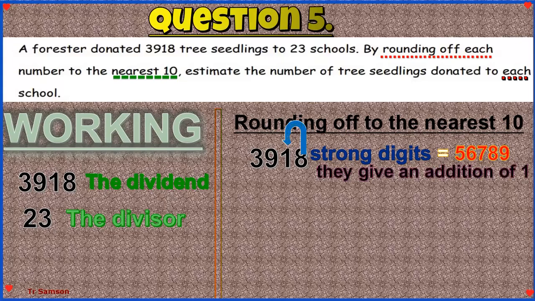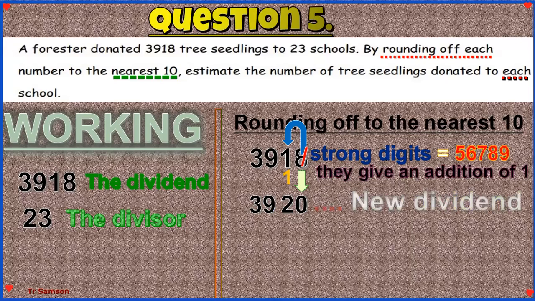So this one is 8. 8 is a strong digit, as you can see, so it will give an addition of 1 to the nearest 10. When you are writing the new number formed, 8 becomes 0 and 1 becomes 2 after adding 1 plus 1, and the other digits remain. So 3,920 will be the new dividend.